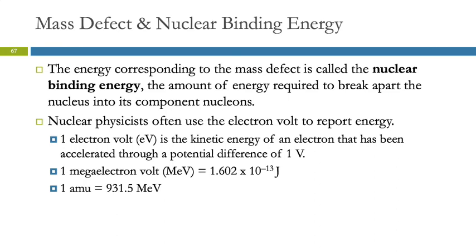So, where did that mass go? That mass went into energy, and that is called the nuclear binding energy, which is defined as the amount of energy required to break apart a nucleus into its component nucleons, into protons and neutrons. So nuclear physicists often use a different unit to report energy, the electron volt.